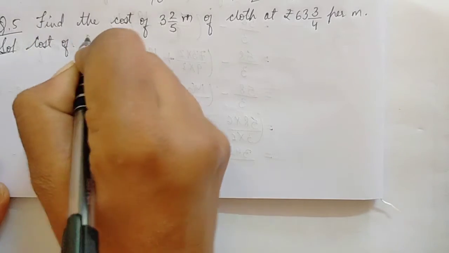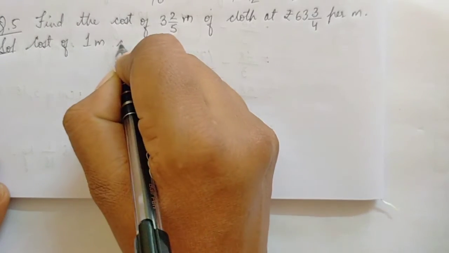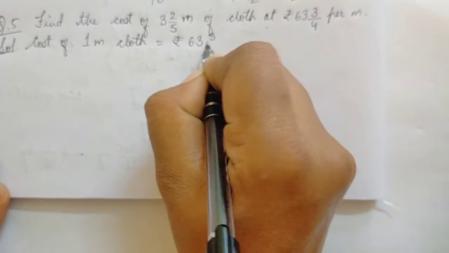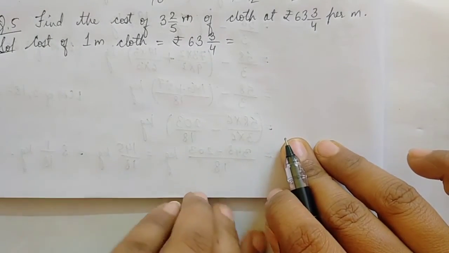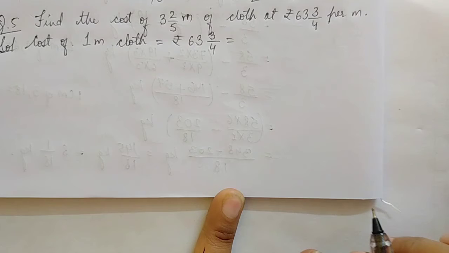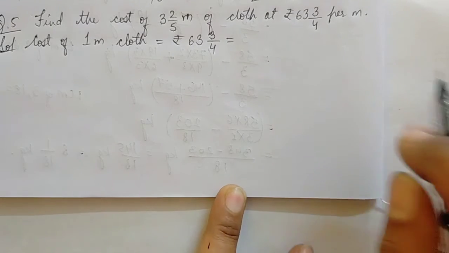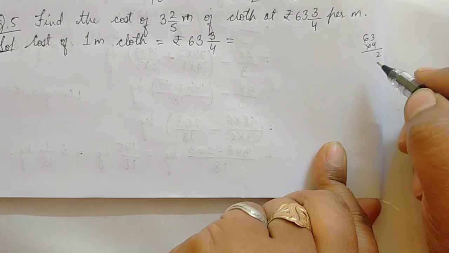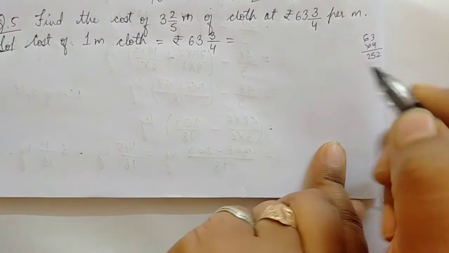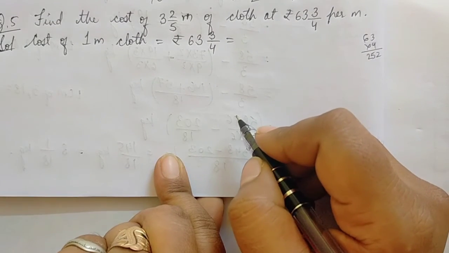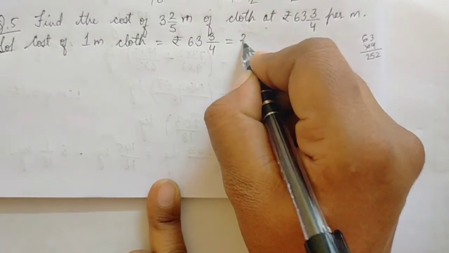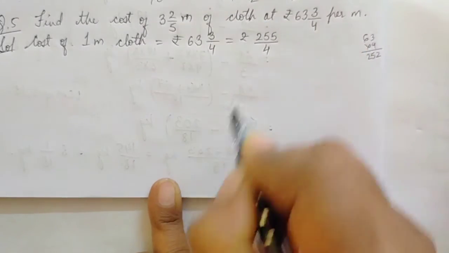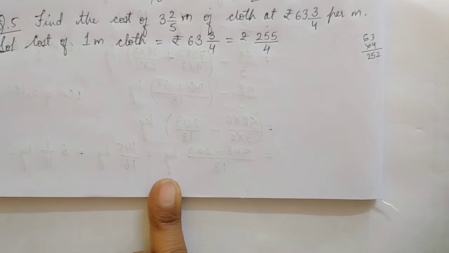Cost of 1 meter of cloth is given as rupees 63 3/4. 63 3/4 is given as a mixed fraction, so we can convert it into an improper fraction. So now let's multiply 63 into 4. How much will it give? 252. 252 plus 3 is 255. 255 upon 4. So this is the cost of 1 meter of cloth.